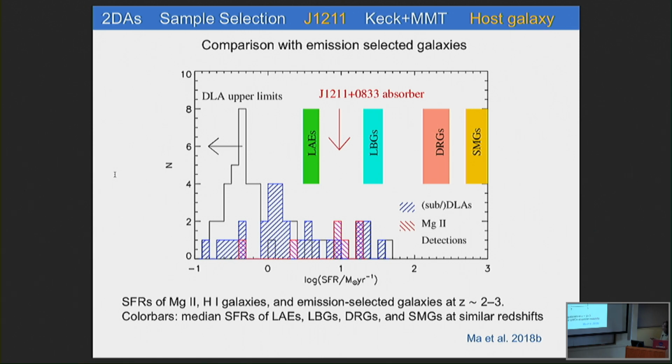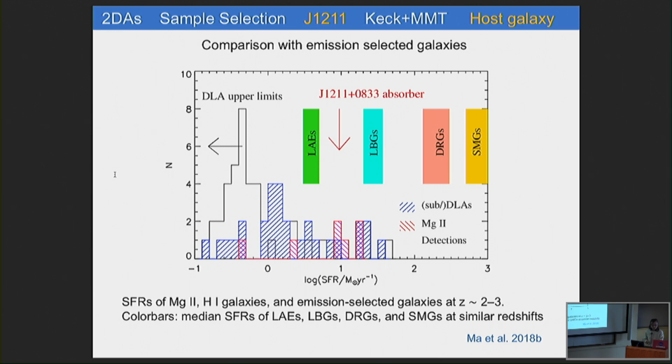J1211 lies somewhere between Lyman-alpha emitters and Lyman-break galaxies, but this is based on the unobscured star formation rate. We don't know the level of obscured star formation yet. Actually, people haven't looked at the dust emission of absorption-selected galaxies.